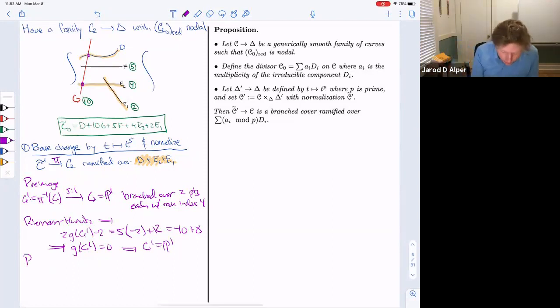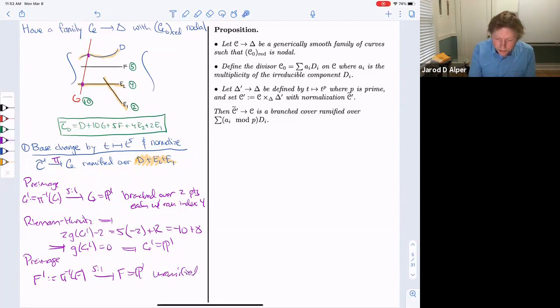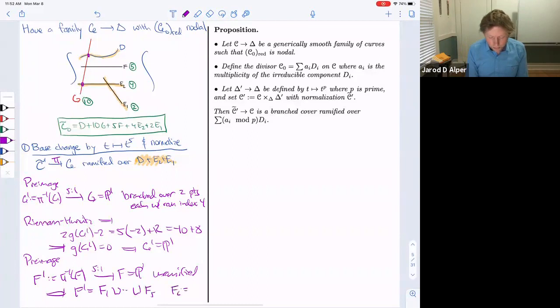And on the other hand, let's take the pre-image of F, so F prime, let's take that to be the preimage of F. This is a 5-to-1 cover of F, but it's unramified, right? If you look at this picture, F doesn't intersect the ramification locus, and P1 doesn't have any non-trivial unramified covers, right? So this tells us that the preimage F prime is the disjoint union of just 5 copies of P1.